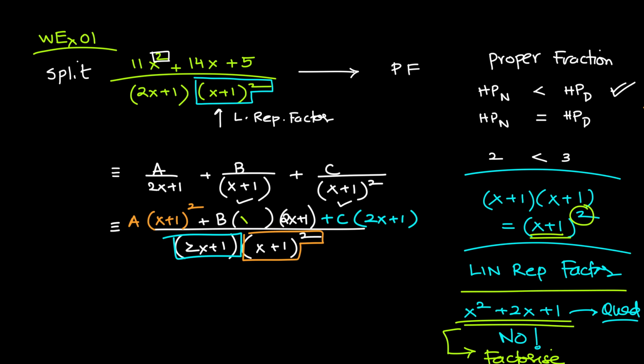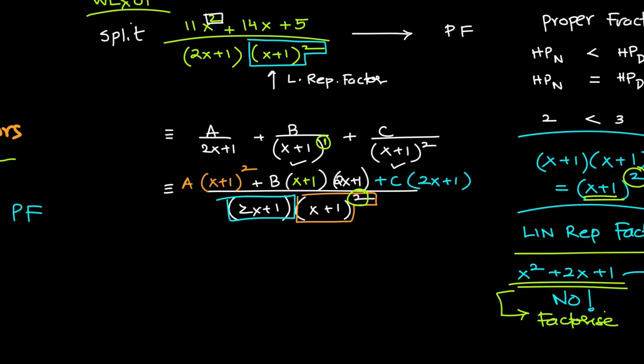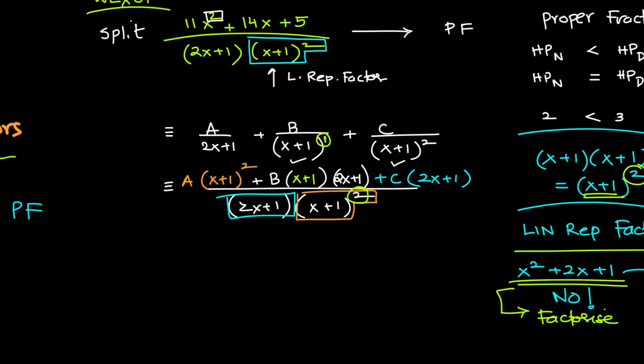But at the same time, it will also multiply with x plus 1. The reason being, this is x plus 1 whole square. Over here, it's simply x plus 1. So one factor is missing. That's why it will multiply out this way. So now our objective is to find the unknown constants a, b, and c.